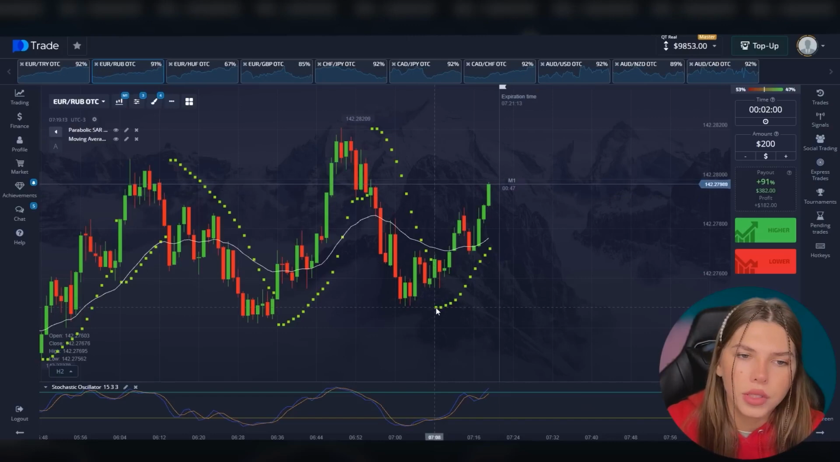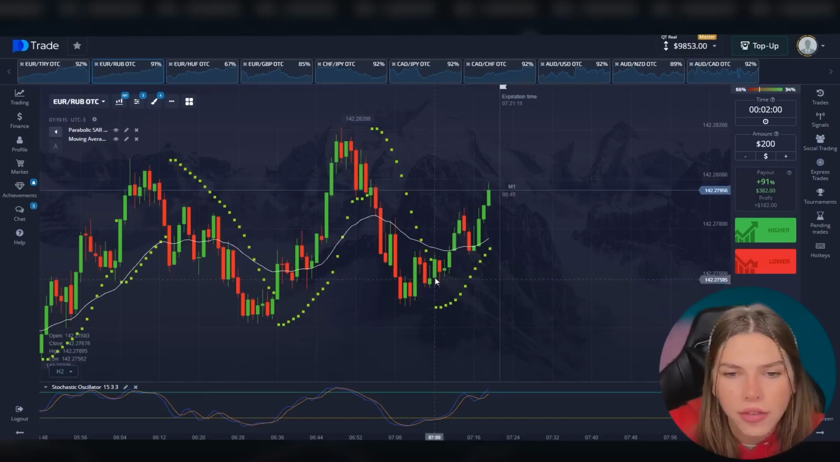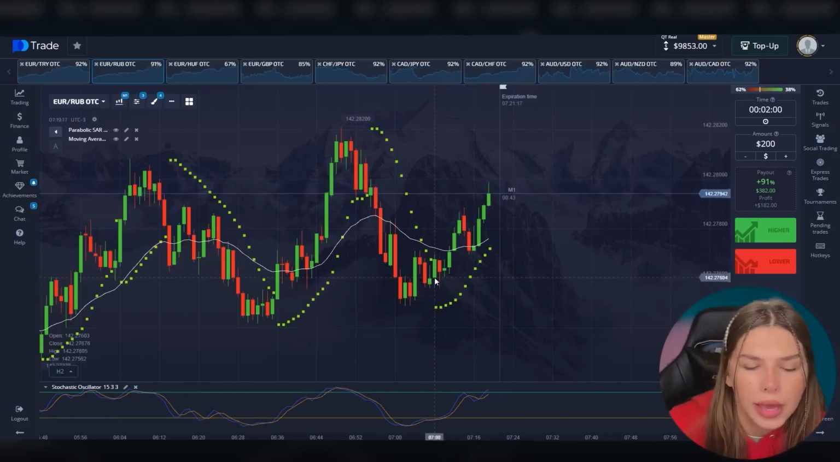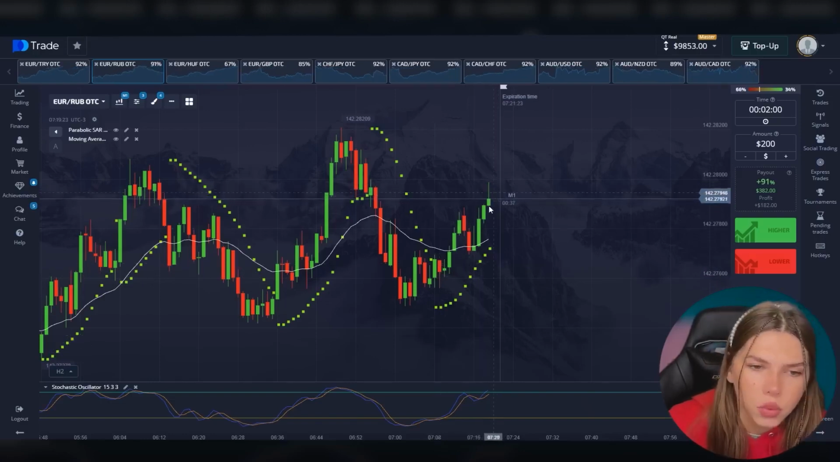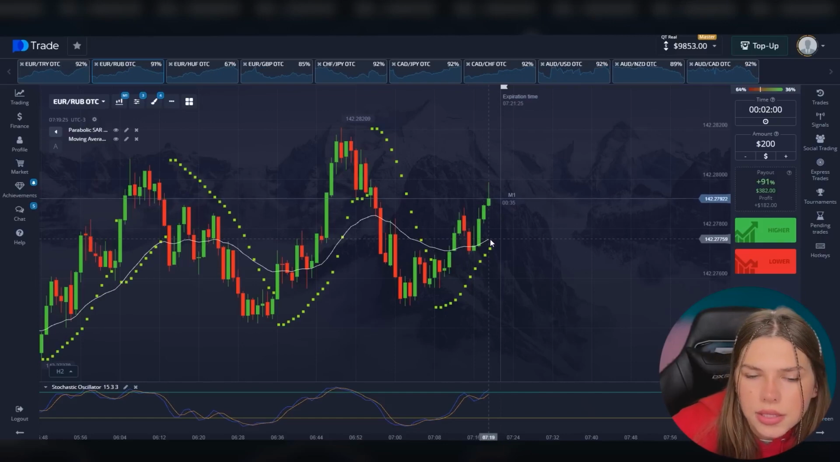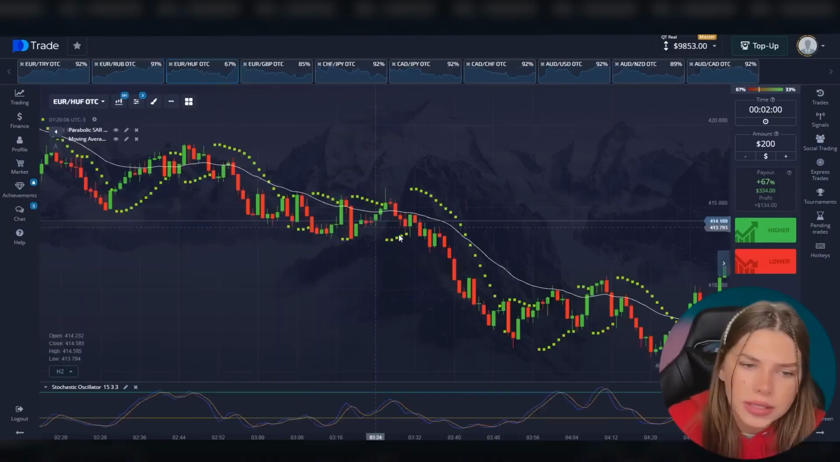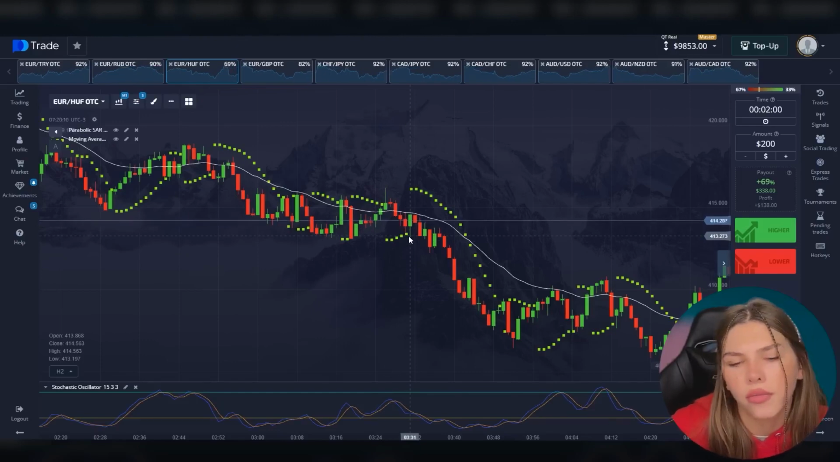A new square opens, and if I opened here at the opening of a new candle, I would be in the black. As we can see, the price is going up. That is, we can no longer trade further because it has gone above the average line. As we can see, there are 5 squares here, but we trade when there are 5 or more.